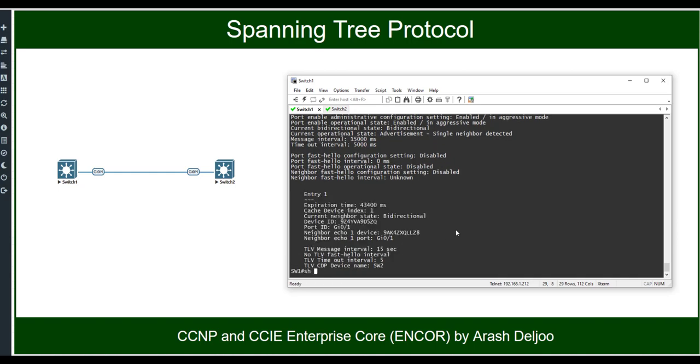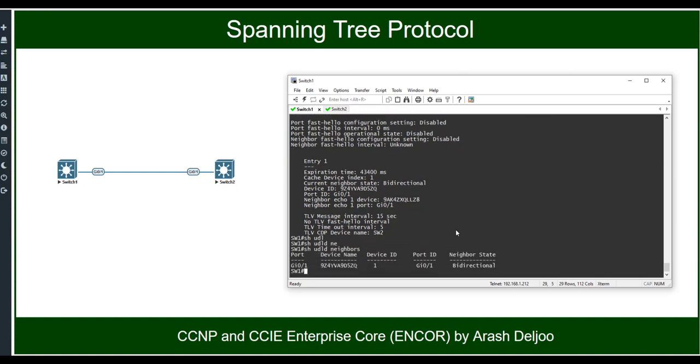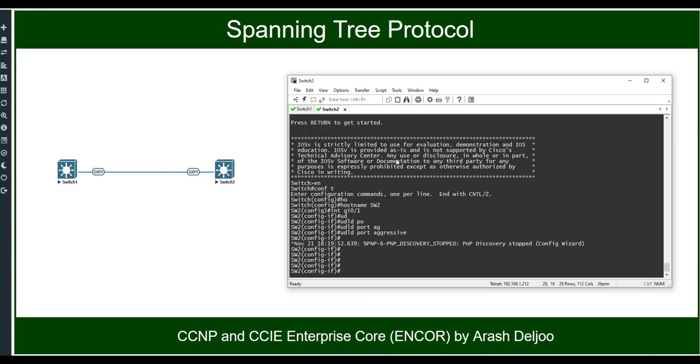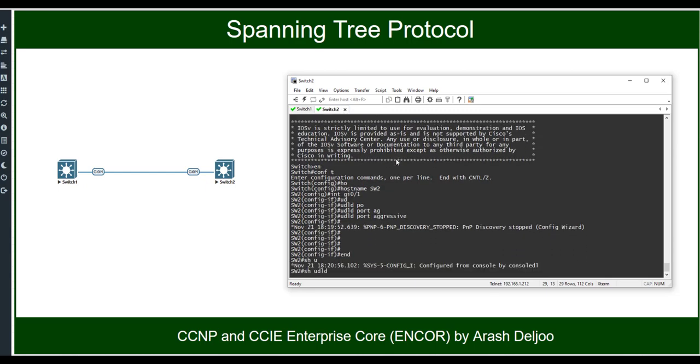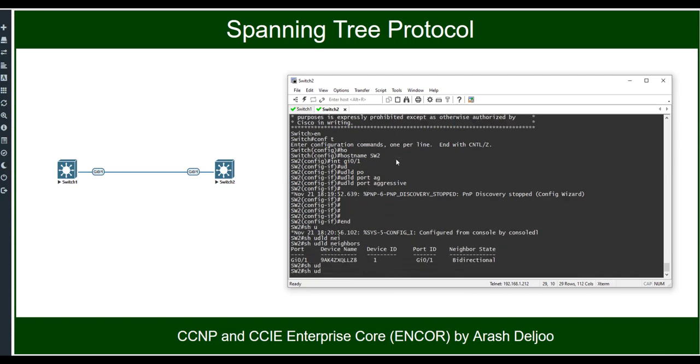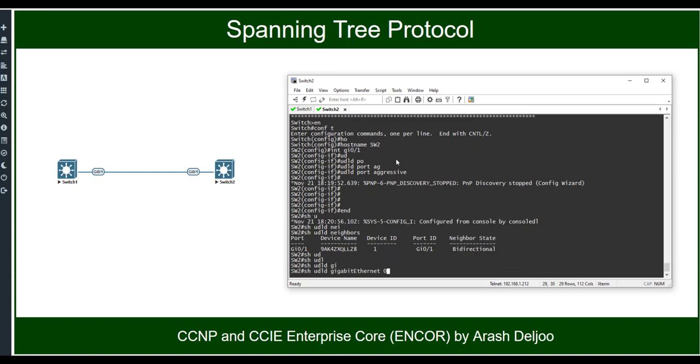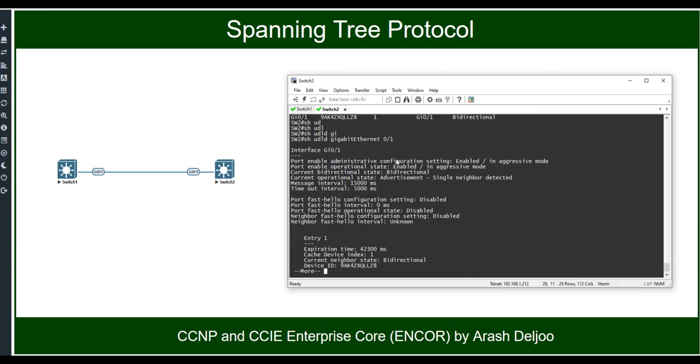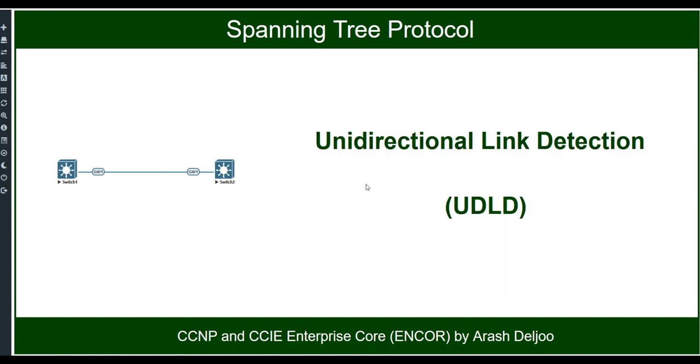If you want, you can use show UDLD neighbor. Look at here, on gigabit 0/1 we have this device. Okay, device ID is 1, gigabit 0/1, and state is bidirectional. Also in switch 2 we have similar information. Show UDLD neighbors, okay, and then show UDLD, for example, gigabit 0/1. As you can see, when we are enabling UDLD, we can easily understand whether this fiber link is working correctly or not.